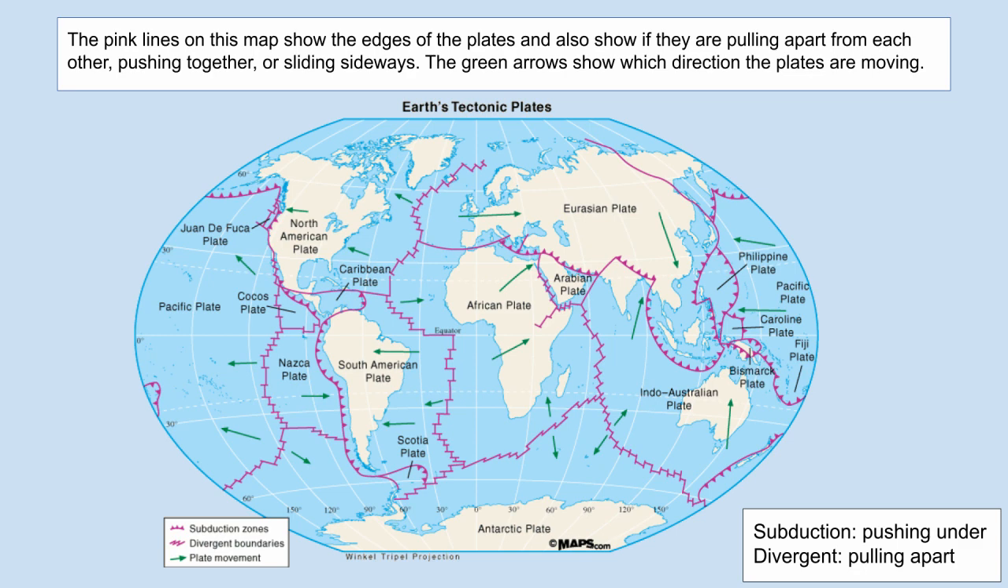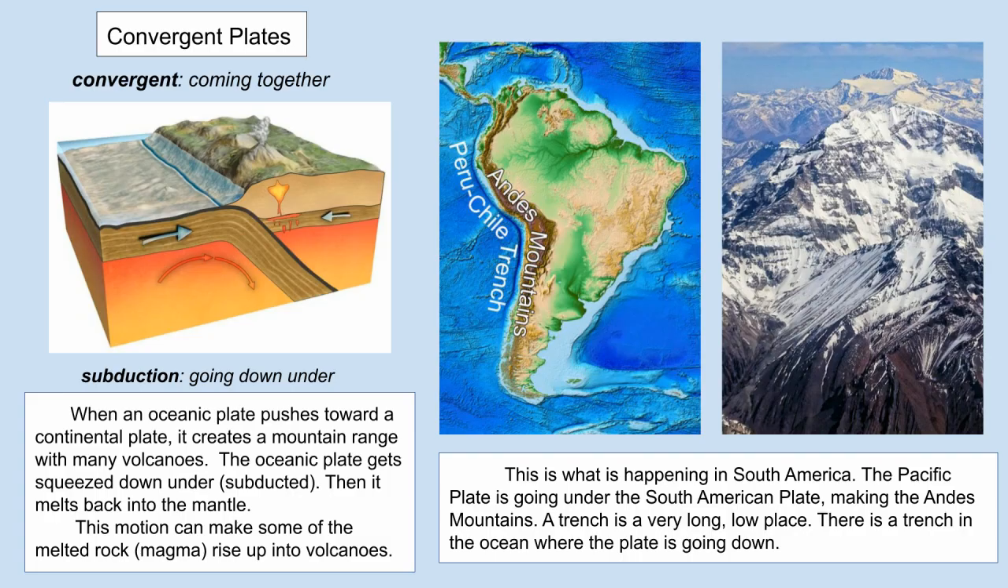Subduction, pushing under, divergent, pulling apart. Convergent plates, convergent, coming together, subduction, going down under. When an oceanic plate pushes toward a continental plate, it creates a mountain range with many volcanoes. The oceanic plate gets squeezed down under, subducted. Then it melts back into the mantle.